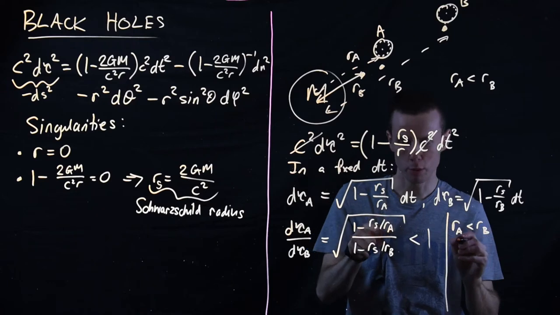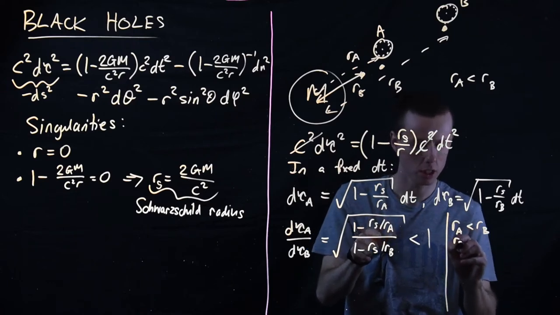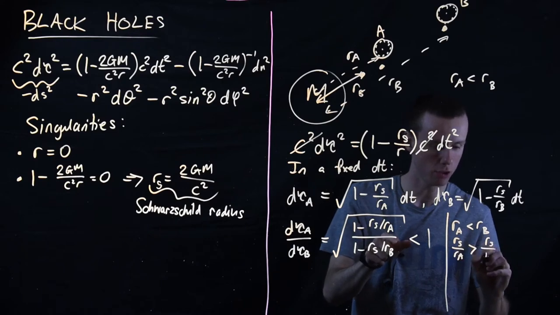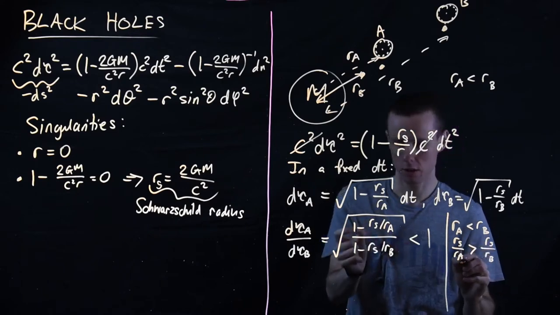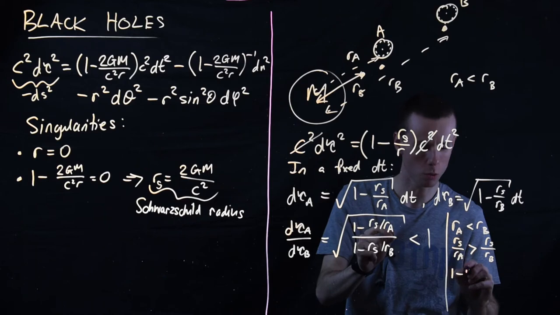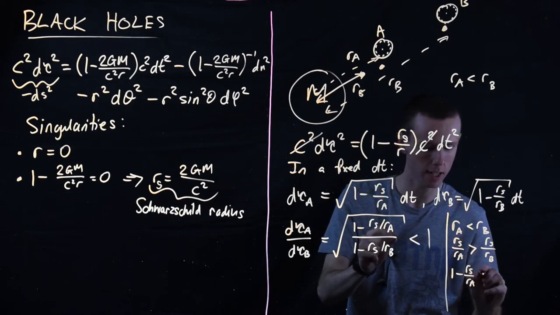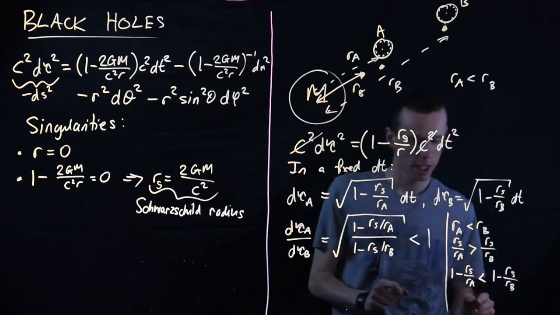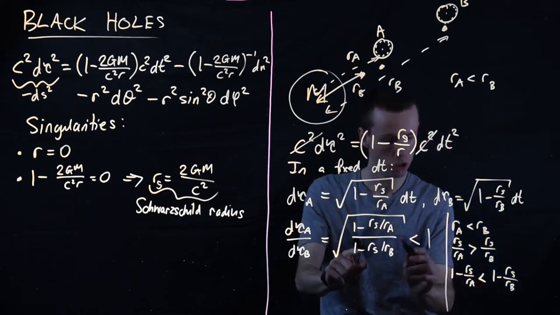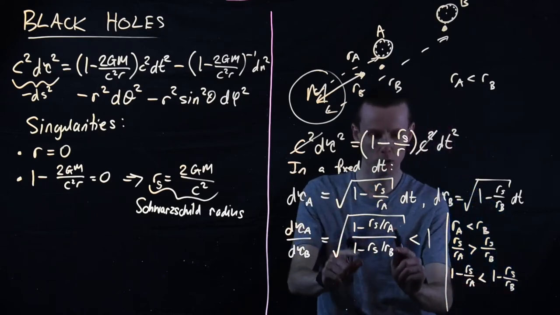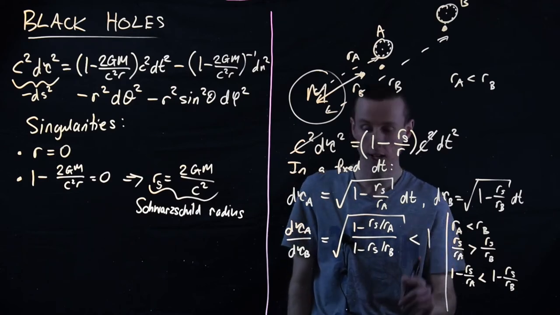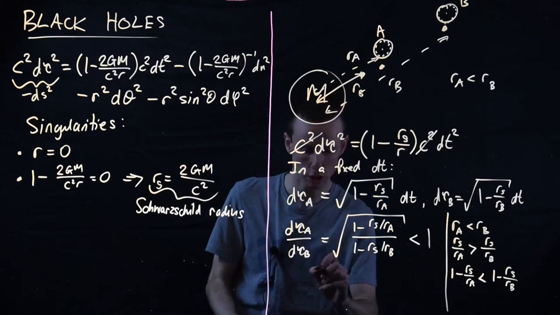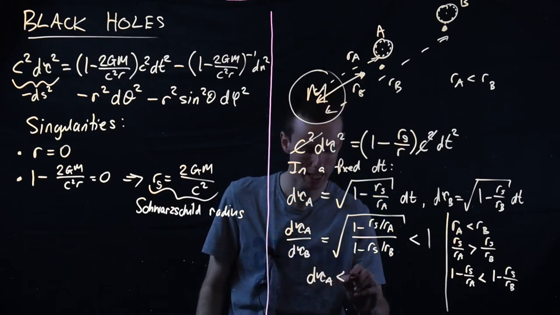So take 1 over both sides and multiply by RS. RS over RA will be greater than RS over RB. And then do 1 minus both sides: 1 minus RS over RA is less than 1 minus RS over RB. So you see here, the top line is smaller than the bottom line. This is smaller than this, so that's why it's less than 1. That's saying that this ratio is less than 1, so d tau A is less than d tau B.